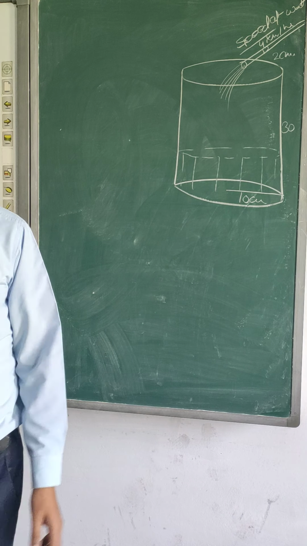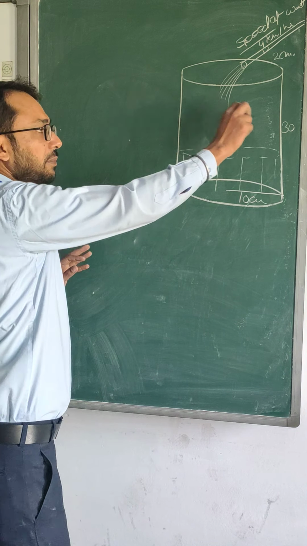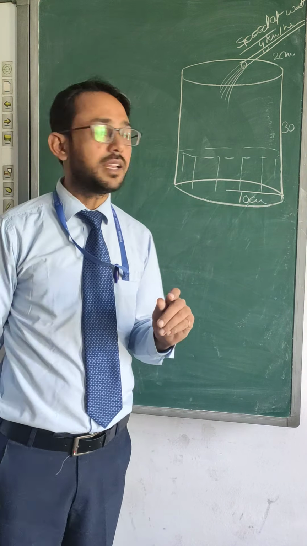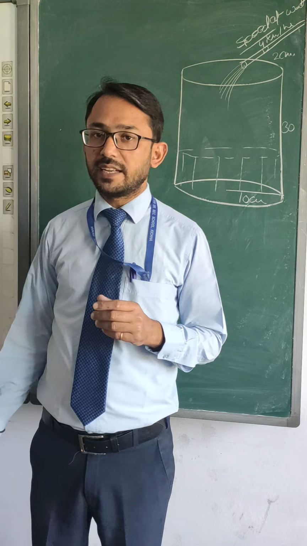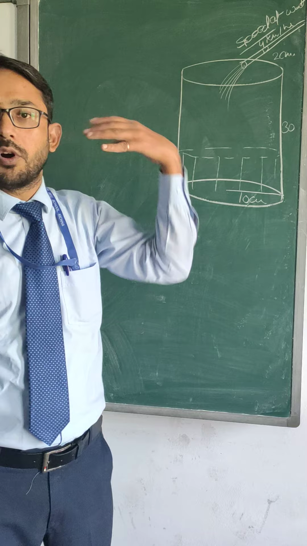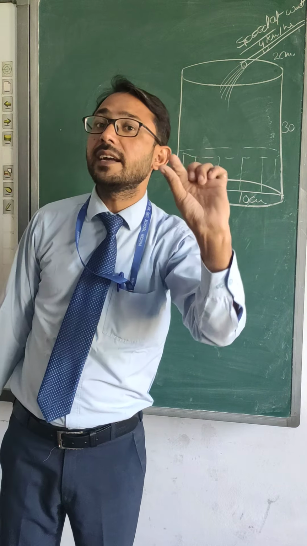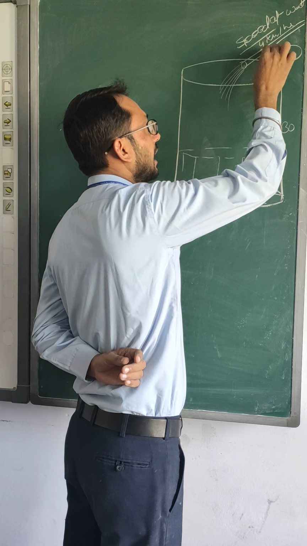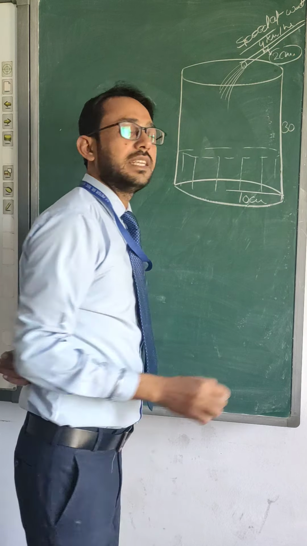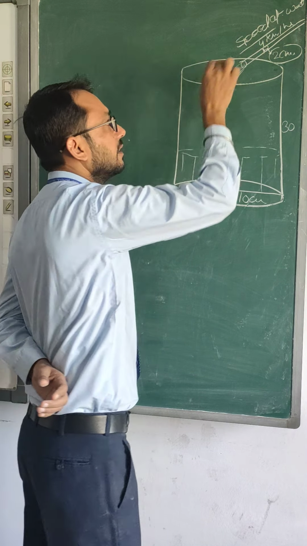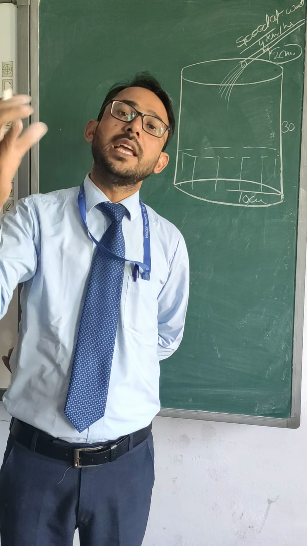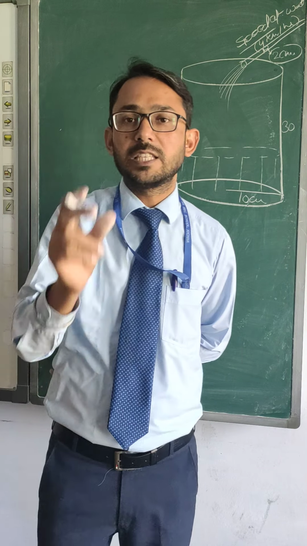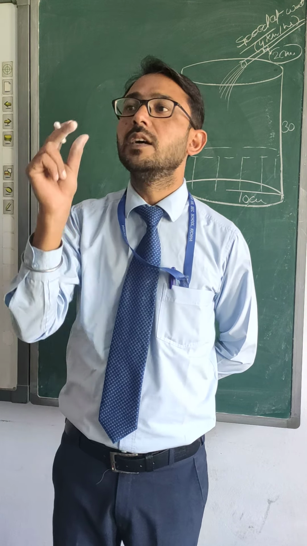Yes, beta. Now the next question we are taking. We have been given a cylindrical tank of radius 10 centimeter and height 30 centimeter. We want to fill this with water with the help of a cylindrical pipe. The diameter of the cylindrical pipe is 2 centimeter, and water is falling in the tank through this pipe with a speed of 4 kilometer per hour.